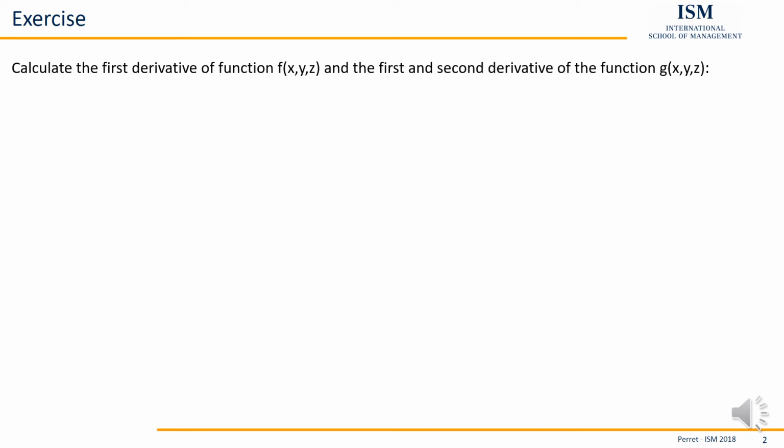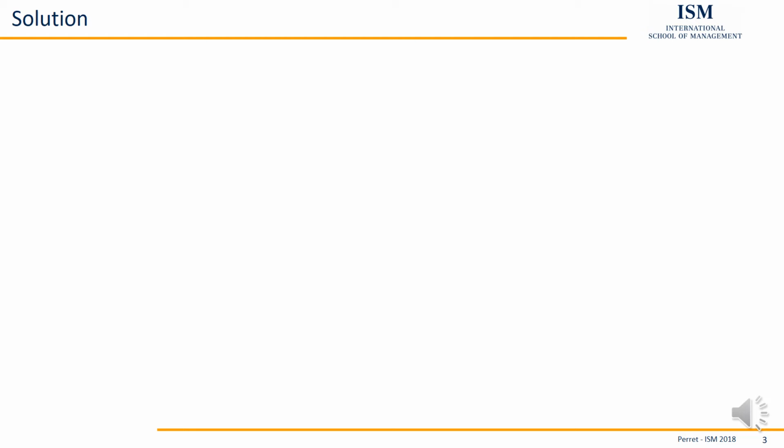Here we have: calculate the first derivative of function f and the first and second derivative of the function g. Here f is x divided by y times exponential function of z, and the function g is x squared times sinus of y minus z. Okay, let's take it one at a time. We start with the first one.